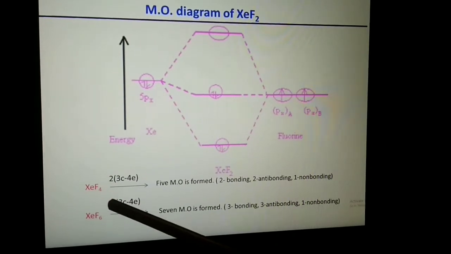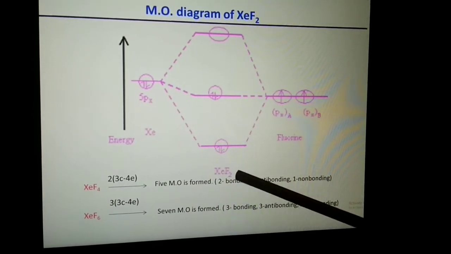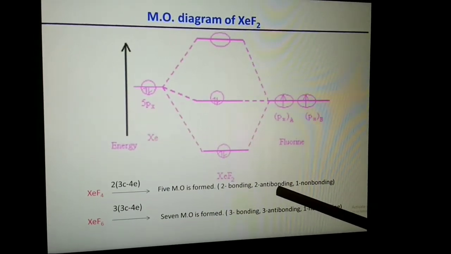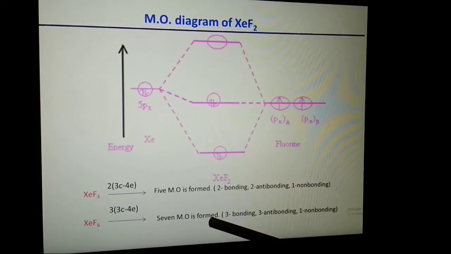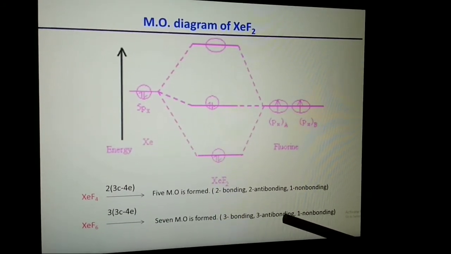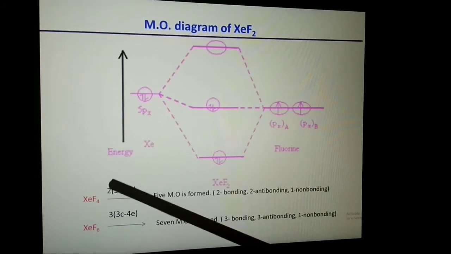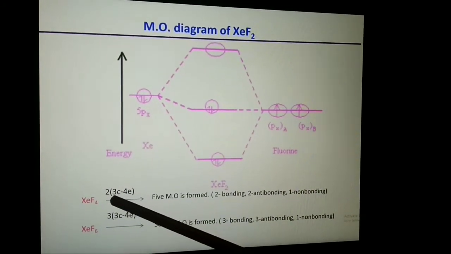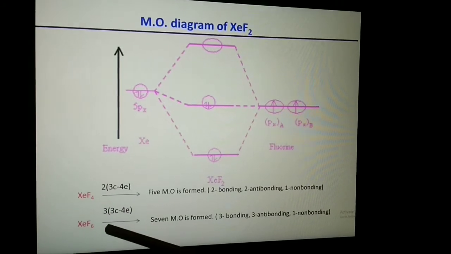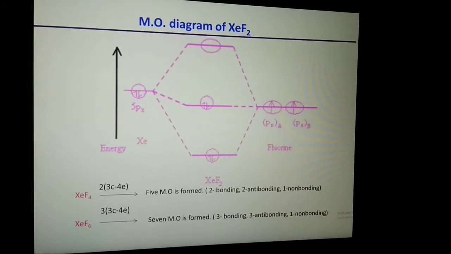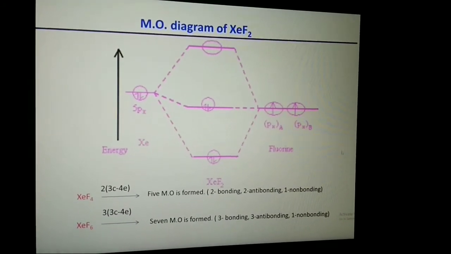But in case of XeF4, 5 MOs are formed, in which 2 are bonding, 2 are anti-bonding and 1 is non-bonding. But in case of the XeF6 molecule, 7 MOs are formed in which 3 are bonding, 3 are anti-bonding and 1 is non-bonding. And in this case XeF4, 3 center 4 electron bonds are present, and in case of XeF6, 3C-4E bonds are present. This is very important.